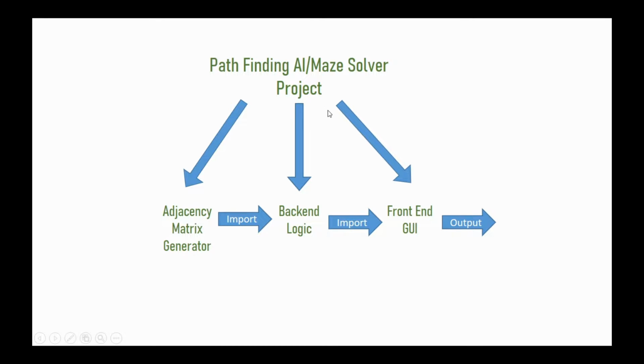My project is based on Dijkstra algorithm. I divided my project into three main scripts. The first script generates an adjacency matrix. The second script imports the first script and applies Dijkstra algorithm logic on the generated matrix. And the third script imports the second script and gives a graphical user interface to our project.